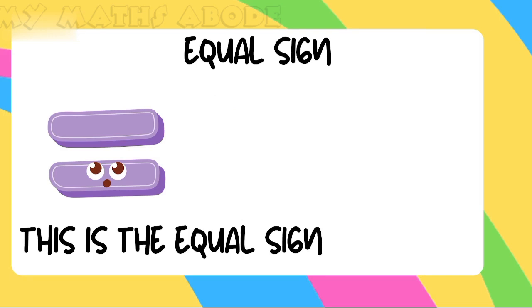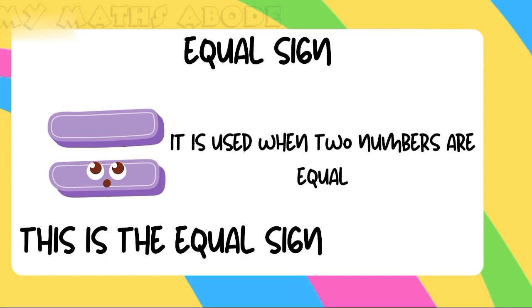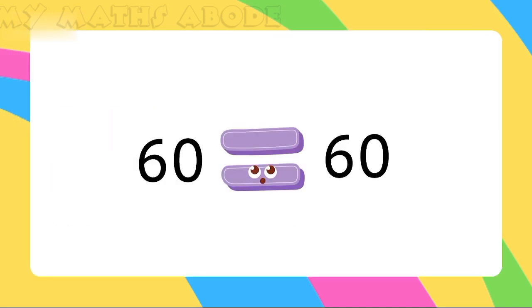So the last sign we have for today is the equal sign. The equal sign is used when two numbers are equal. When the number you have at the right hand side is the same as the number you have on your left hand side, we use the equal sign. For example, we have 60 and 60. So we have 60 on the right hand side and 60 on the left hand side. Therefore, these two numbers are equal. They are equal, meaning they are the same.